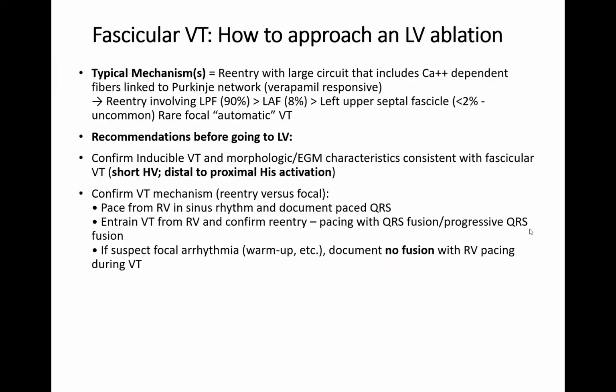So here is the final part of this fascicular VT ablation case. And as I said, a typical mechanism is reentry with a very large circuit, with 90% involving the left posterior fascicle, around 8% involving the left anterior fascicle, and less than 2% the left upper septal fascicle. And also we have to induce the VT and distinguish whether it's a focal mechanism or a reentry mechanism.